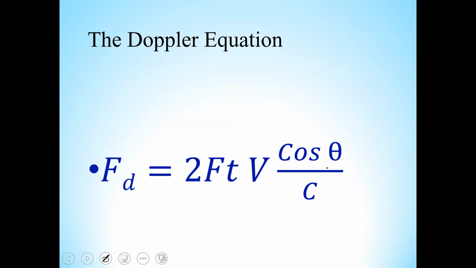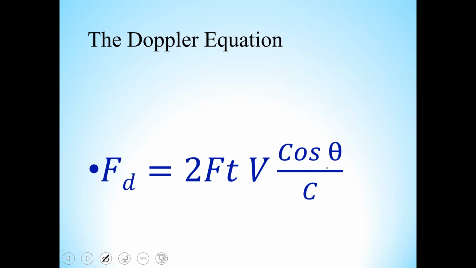Here we'll use the Doppler equation like this: Fd is equal to 2 Ft v cos theta divided by c. In this equation, Fd is the Doppler shift, and 2 is the coefficient in the equation, which is a constant numerical value. It will always be 2, it will never be 3. That's why we can say that this is constant.